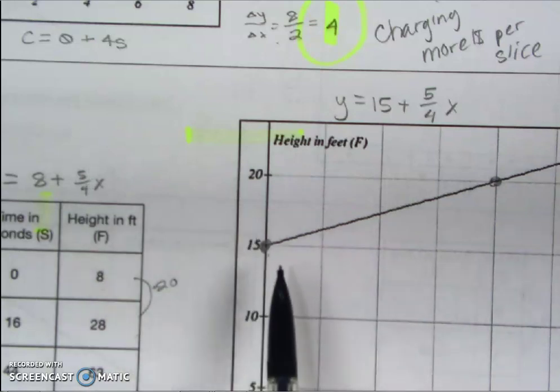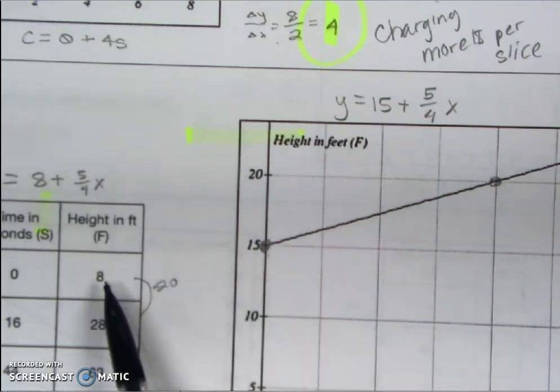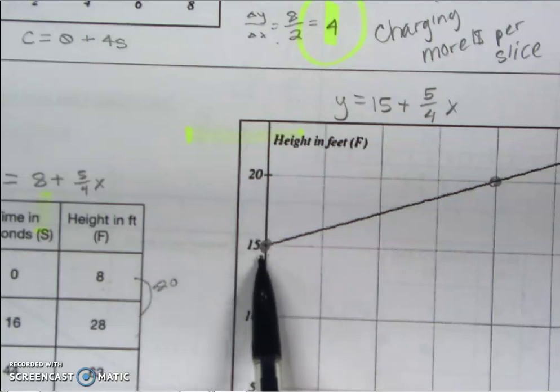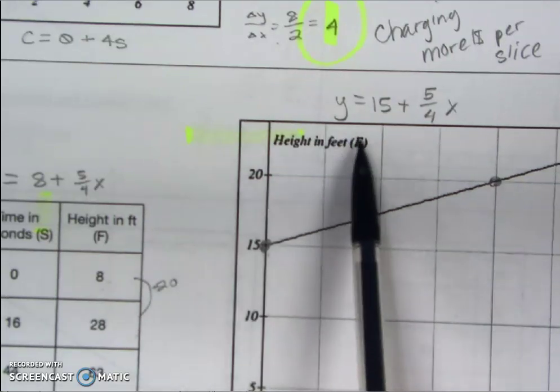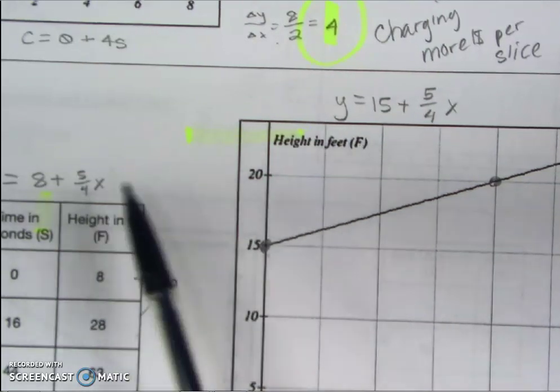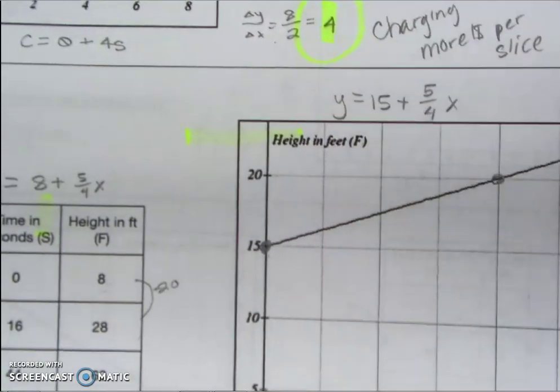But what's different about these is their starting values. This one started at 8 feet. This one started at 15. And so no matter what, this one's always going to be higher up than this one is, whatever feet they're talking about. All right, let's flip it over. Let's look at this fun one.